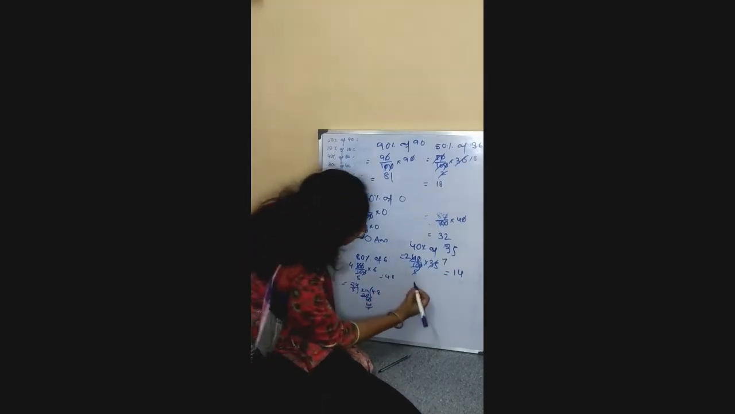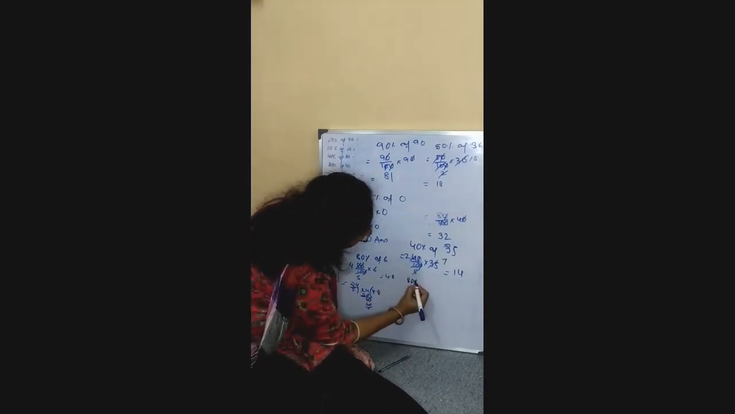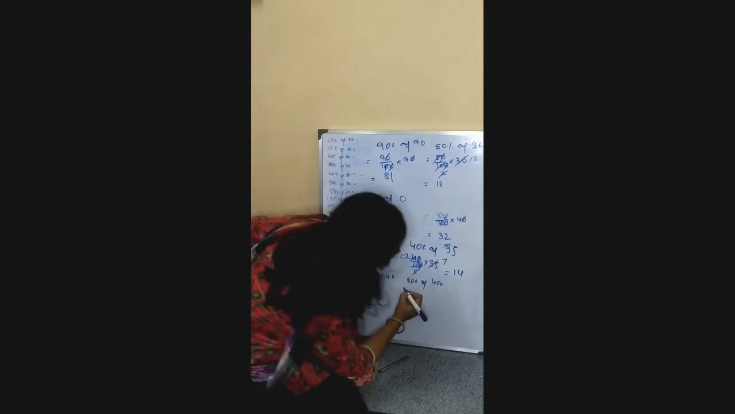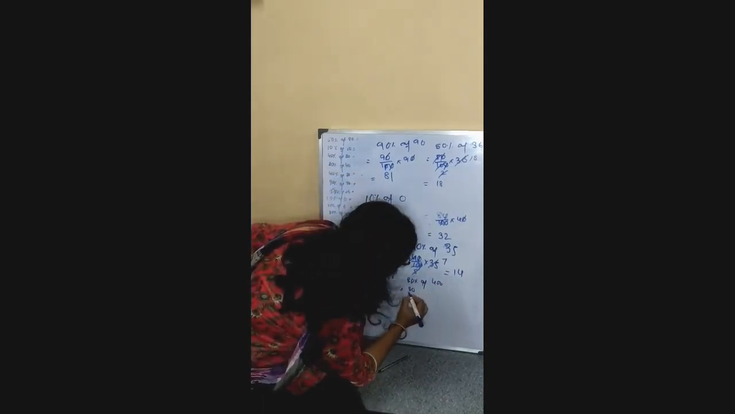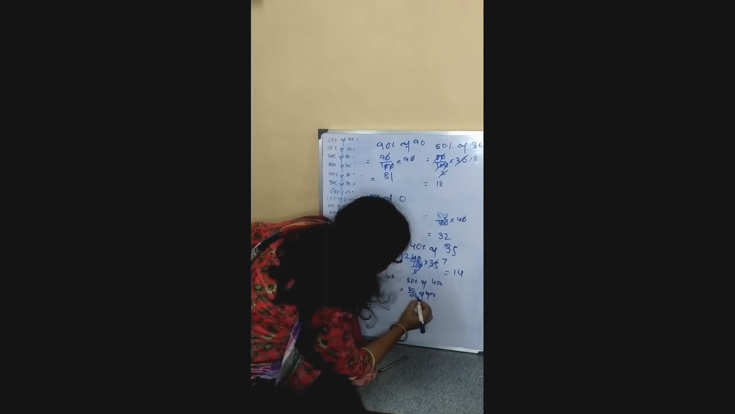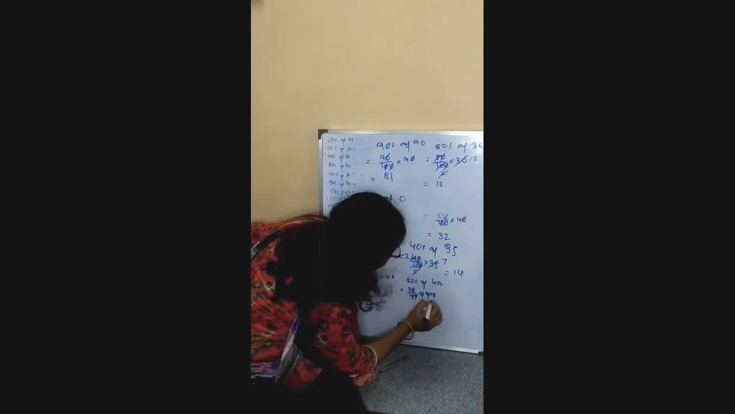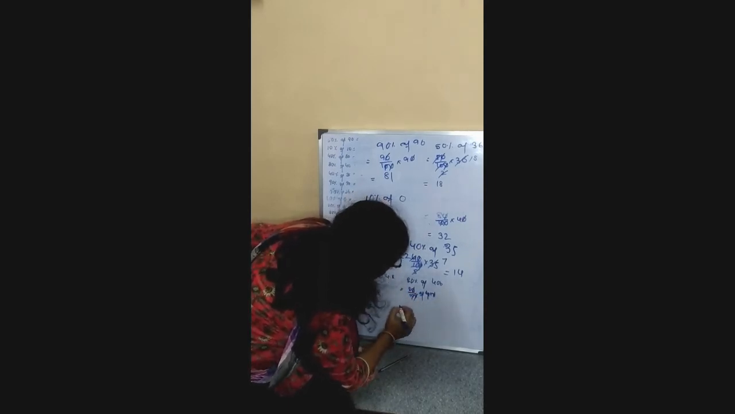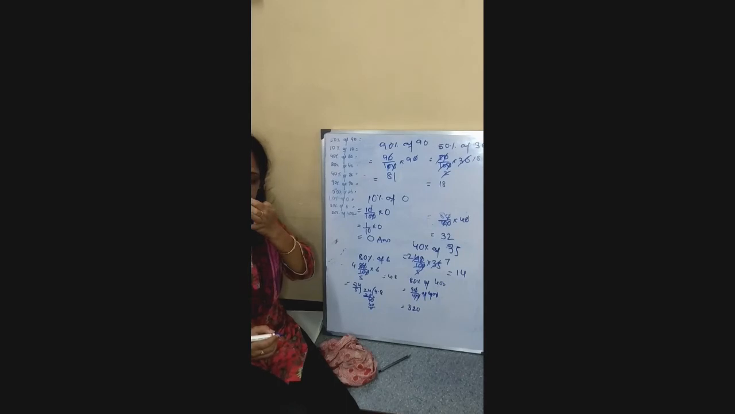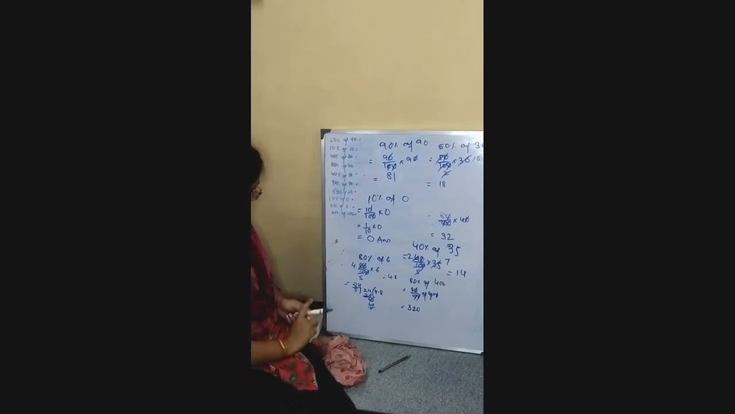80% of 400 is equal to 80 by 100 of 400, which is 320. Is it right? Let us continue with some problem sums.